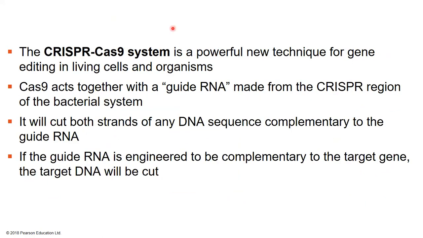Another way of editing genes is by using what we call the CRISPR-Cas system. This CRISPR-Cas system was adopted from bacteria, so it's a system naturally found in bacteria, and it is used by the bacteria to protect itself against viruses. But currently, scientists are using this CRISPR-Cas9 system as a technique for gene editing in living cells.